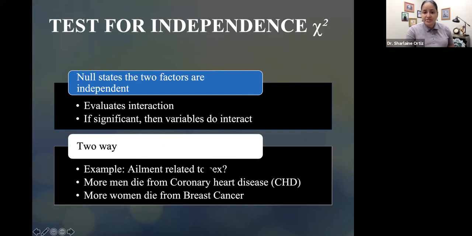So notice a good example would be more men die of coronary heart disease. One factor, which in this case was sex, had a relationship to the second factor, which is a disease. And the same goes for women. For example, more women die from breast cancer compared to another sex. Therefore, we can see the 2 different aspects and factors that went into that tally.